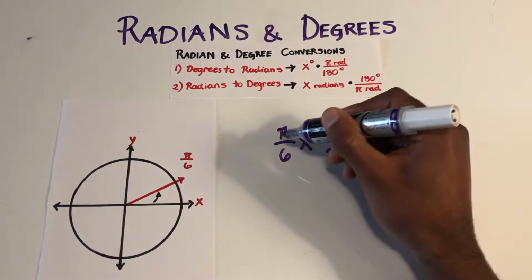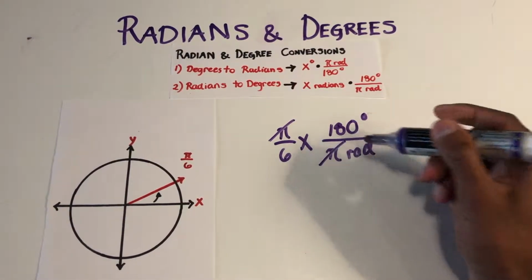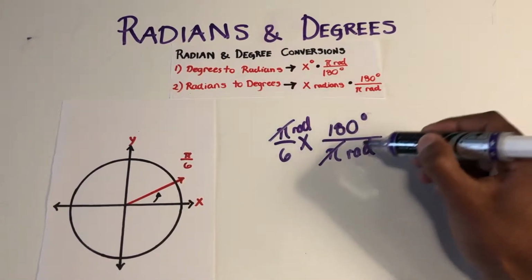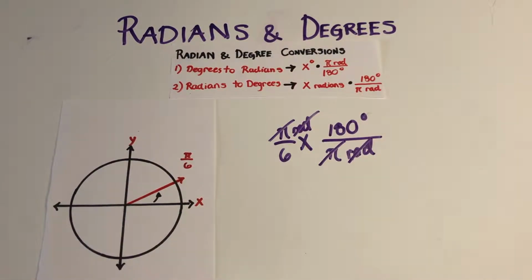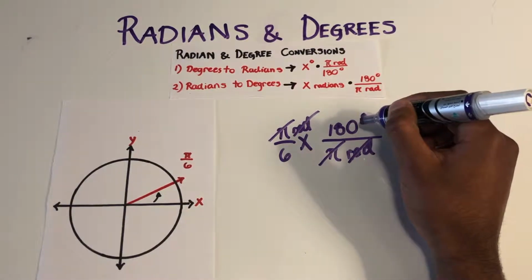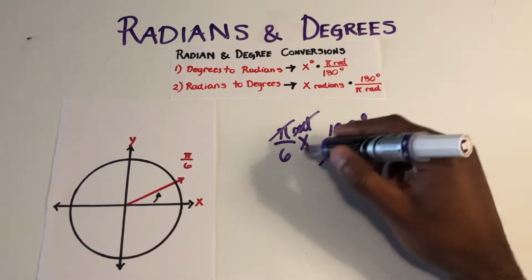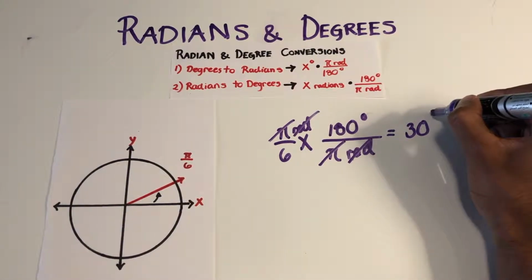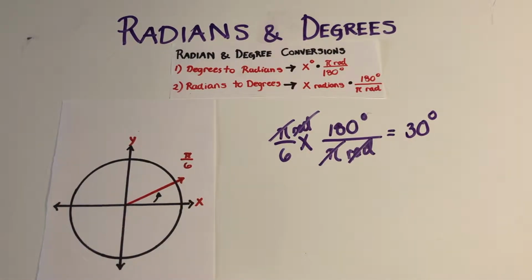Now, the pi's are going to cancel. I left out the radians here. Well, the radians are going to cancel too. And then we're left with 180 degrees over 6, which gives you 30 degrees.